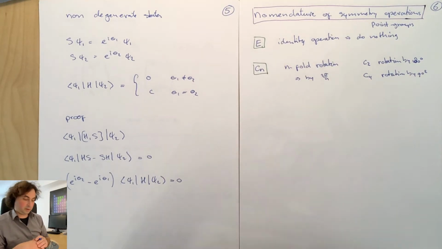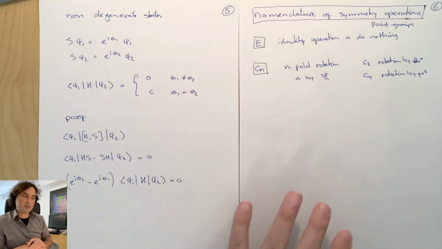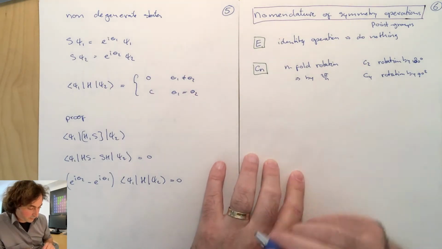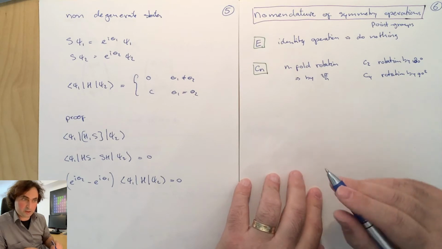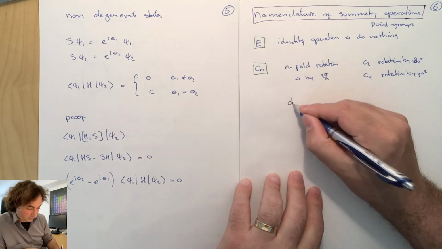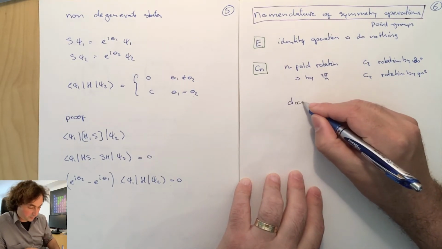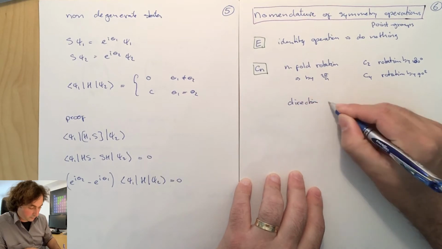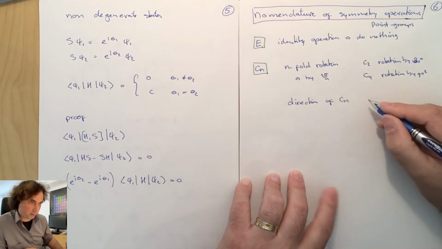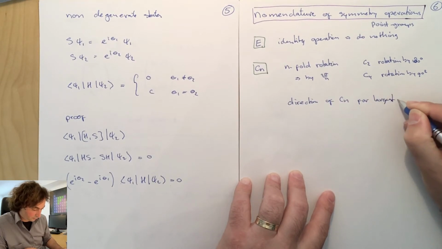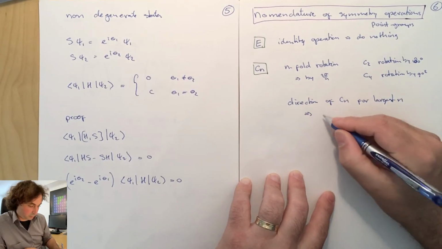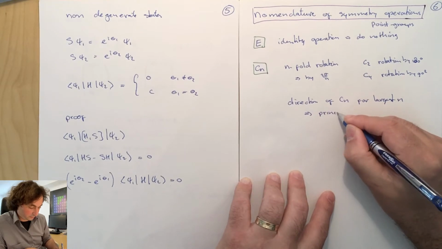Now, of course, it matters around which axis you rotate, and for that we're going to say if we have several of such rotations that are symmetry operations, we're going to look at the direction of Cn for the largest n. And this is what we will call the principal axis.